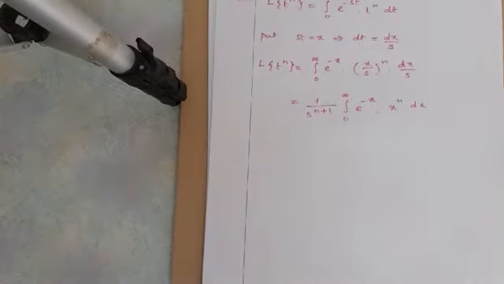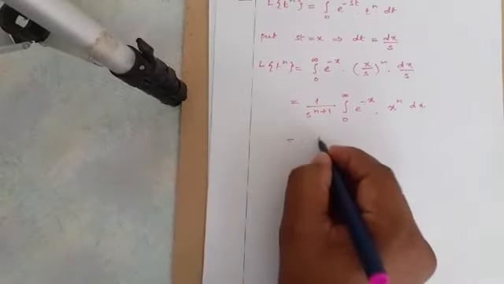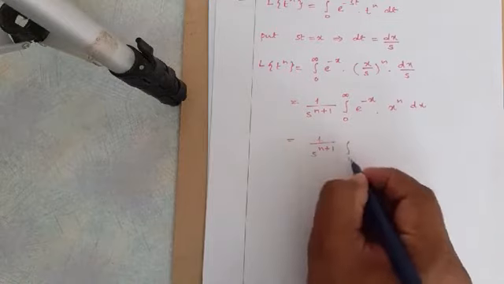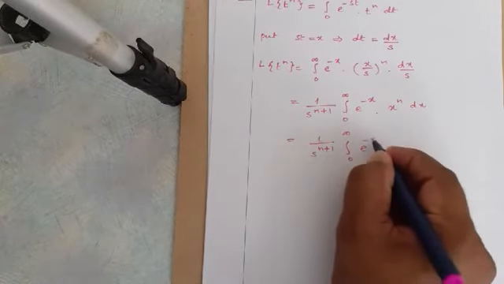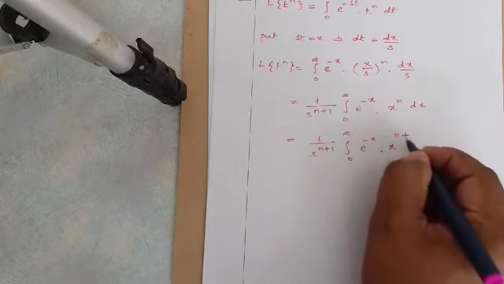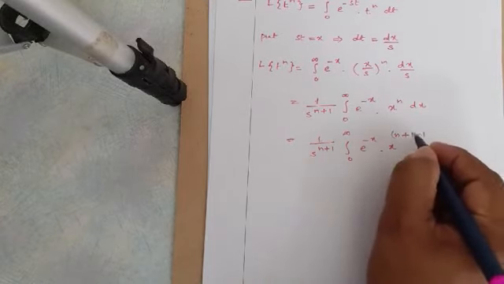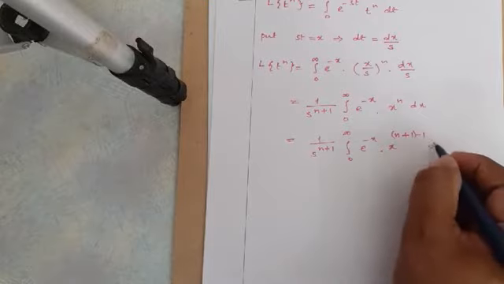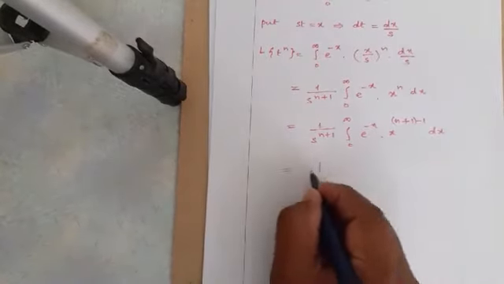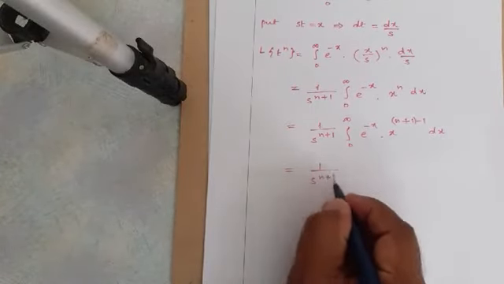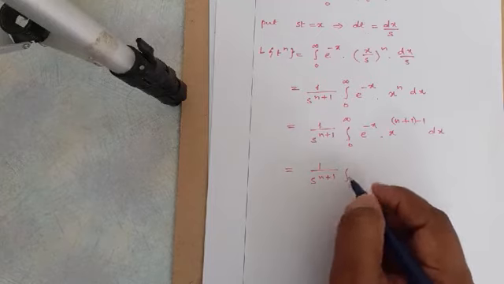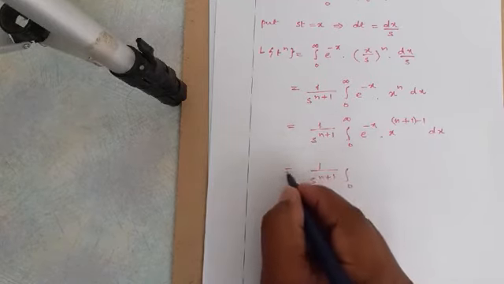Then after writing that, this is equal to 1 upon s power n plus 1, integral 0 to infinity e power minus x into x power, here I add and subtract 1, so that it becomes the definition of gamma function. Now this is equal to 1 upon s power n plus 1 integral 0 to, we have already taken that, so let us just cancel this.